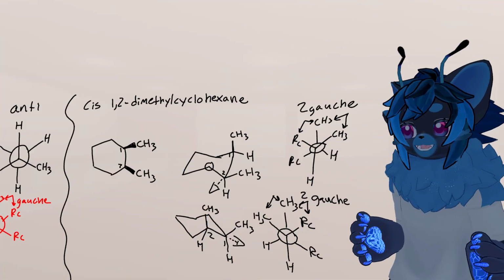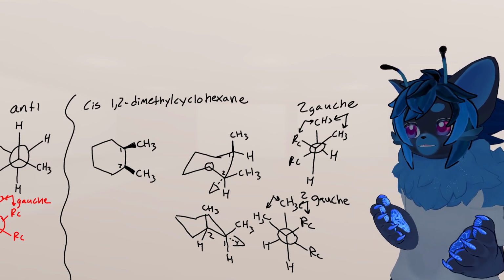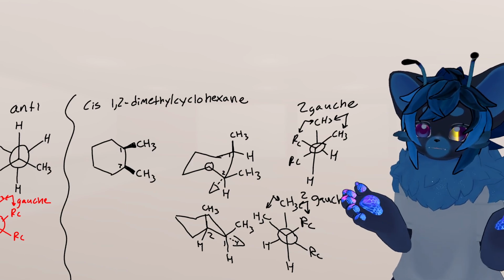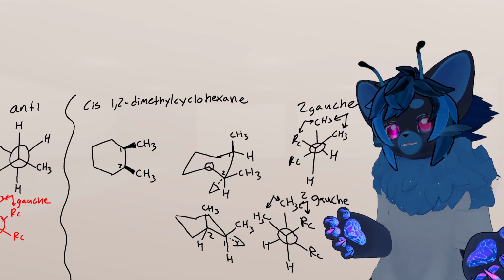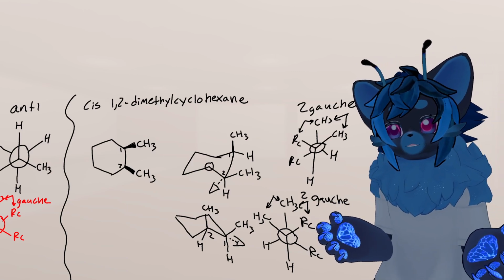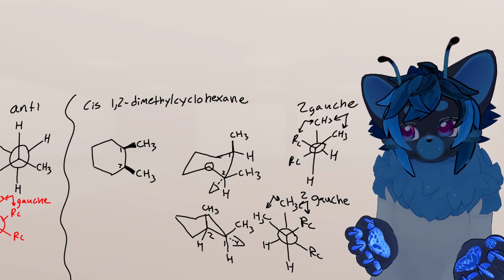So that's how chair conformations kind of work. Some good practice you can have is kind of just drawing cyclohexane and putting some different groups on there. Maybe like a methyl on 1, a methyl on 4, an ethyl on 2.